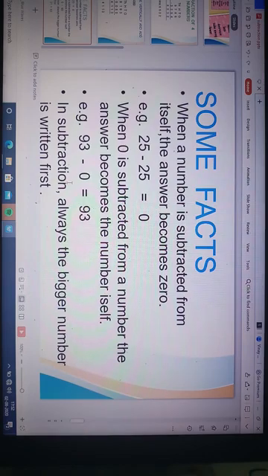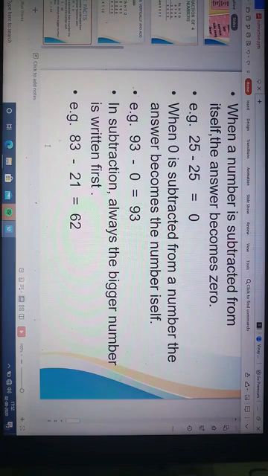And third, in subtraction, always the bigger number is written first. For example, 83 minus 21 is equal to 62. We can't subtract 83 from 21. We will have to write down the bigger number first. Is it clear, students?